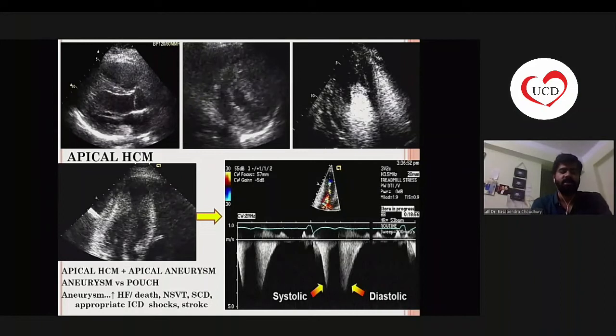Apical HCM: we can see that in the first picture, the basal septum is quite thin, but as we go towards the apex, it becomes thick. In the short axis view, the LV lumen is almost obliterated, and contrast imaging helps us with clear delineation of the endocardial border in apical HCM. And apical HCM with an aneurysm is associated with higher chances of heart failure, death, NSVT, SCD, ICD shock generation, and also cardioembolic stroke. Next.